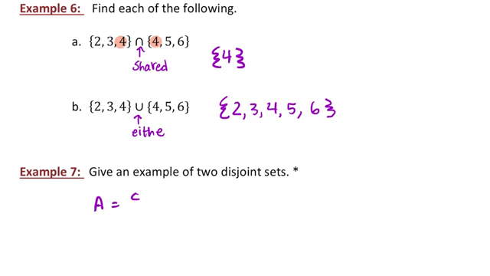If I wanted to give two disjoint sets, those would be sets that don't share any elements. So if I was to do set A being the set containing 1, 2, 3, and set B just containing 4, those two sets would be disjoint. If I tried to do the intersection of them, I'd have my empty set, nothing inside.